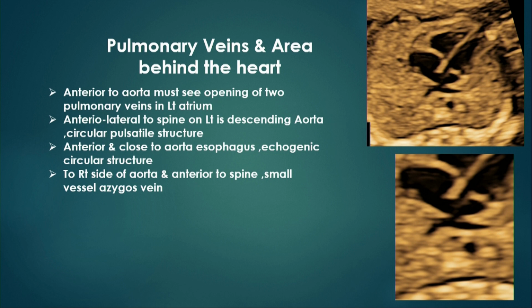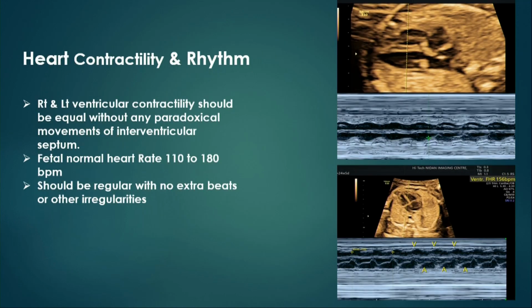Normally you can see the azygous vein, but the size of the azygous vein is 1/3 the size of the aorta. If the size becomes equal to the size of the aorta, then it's abnormal, it's a double vessel sign which is seen in heterotaxy.